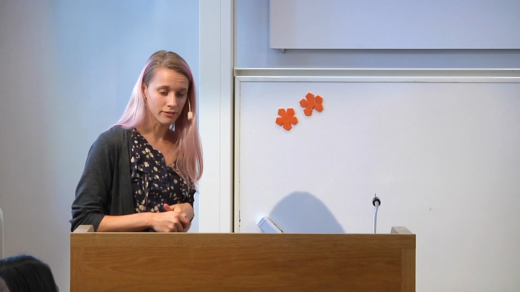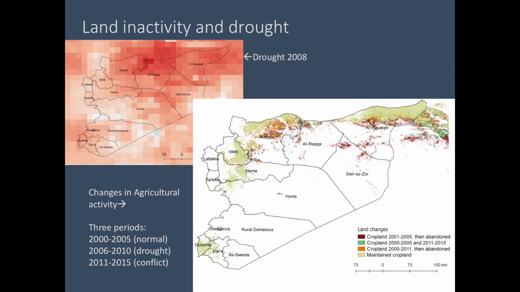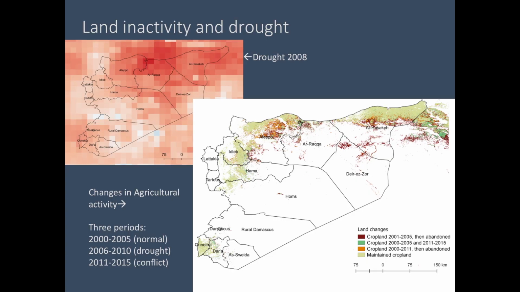If we look at land use in Syria, you have cropland in the yellow areas. So cropland in the northeast, in Al-Hasaka, in Aleppo, in Idlib, Hama, and then in the southwest. So that's where you have people who are farming. So those are the areas you can actually look at. And if we look at the agricultural drought, where we had less rainfall in 2008, and compare that with my map of changes in agricultural activity, I look at 3 periods. I start with the normal period, or what I define as the normal period, which is 2000 till 2005. And then the drought period, 2006 till 2010, because sometime then there was a drought. And then the conflict period since 2011.